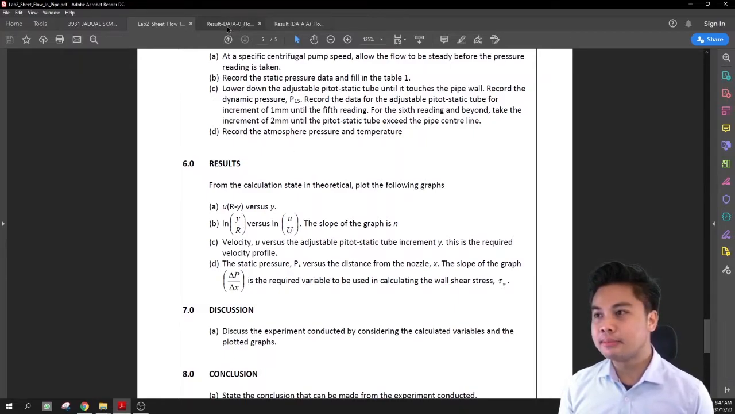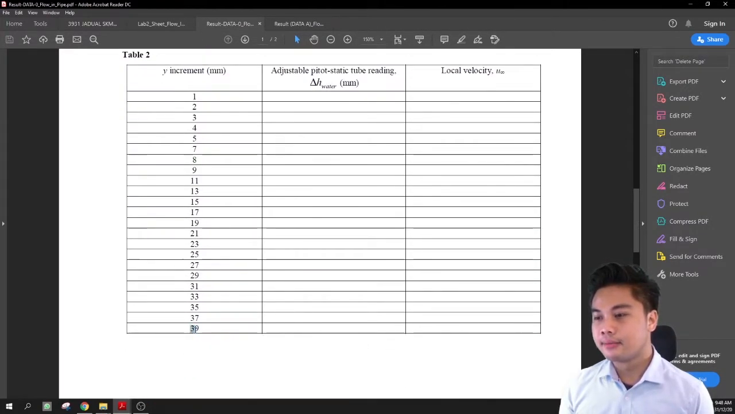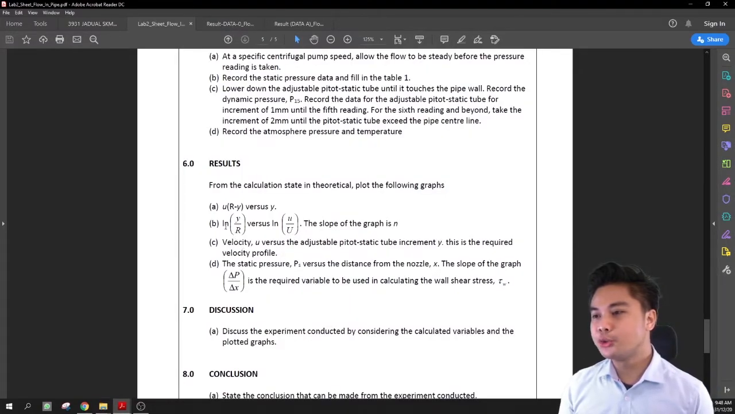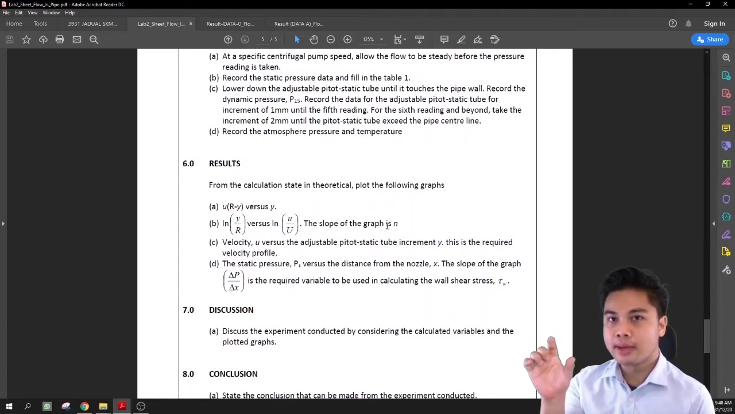The U maximum is taken from the last reading here. Remember, U maximum is taken from the last reading, which is y increment 39. This refers to U max. You calculate here, U over U max. So once you plot the graph of ln y over R versus ln u over u max, the slope of the graph is n. You need to calculate the slope. That slope refers to the power law exponent, which is n.